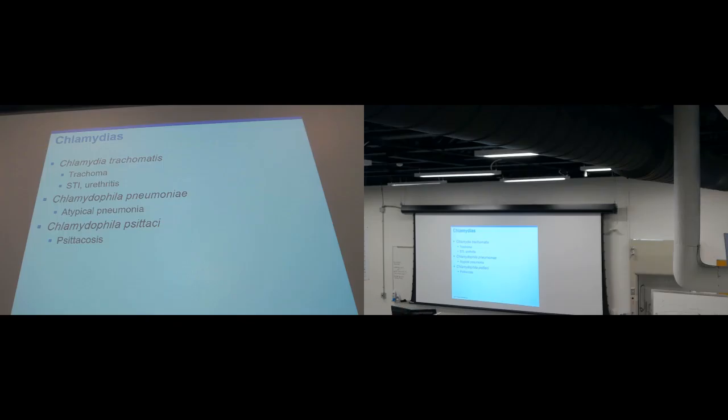Now, Chlamydophila pneumoniae, which is another type of chlamydia, causes atypical pneumonia. And then we have Chlamydophila psittaci that causes psittacosis, which is an infection in the lungs, and it is produced when someone handles birds or comes in contact with droppings of birds, and these droppings have Chlamydophila psittaci, and the person will develop pneumonia.